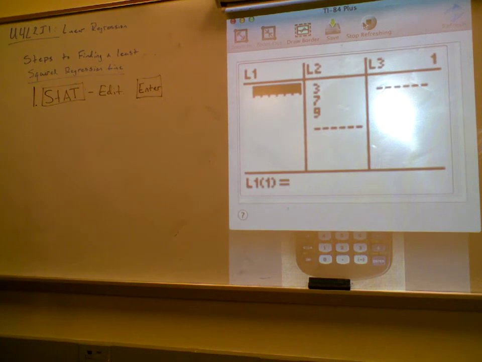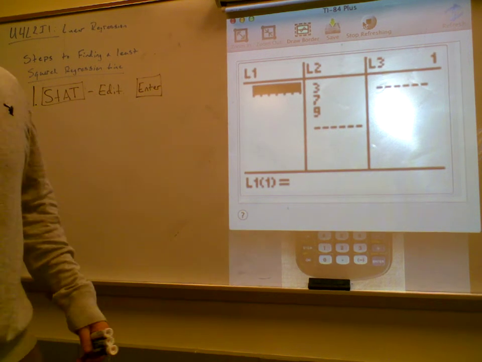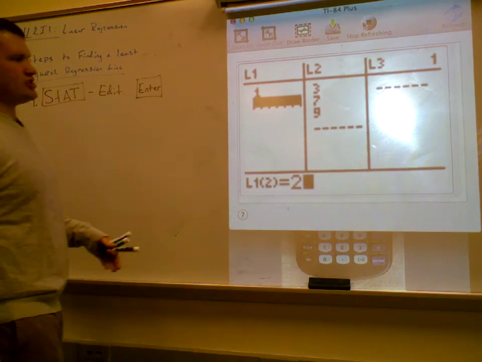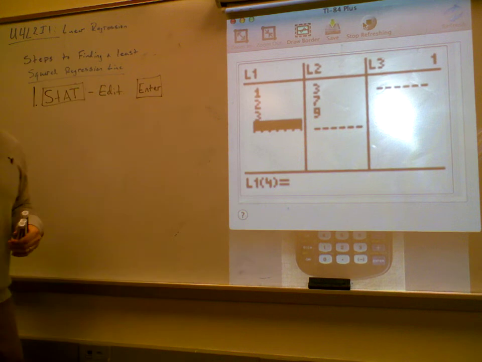But I do not need to do that. I can just punch in my data set over top of the other one. We're going to use that first data set from example 8, which was 1, 2, 3. So you punch in 1, 2, 3, hitting enter each time: 1, enter, 2, enter, 3, enter.